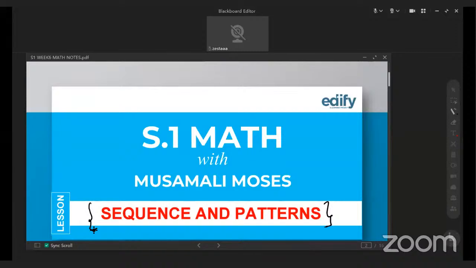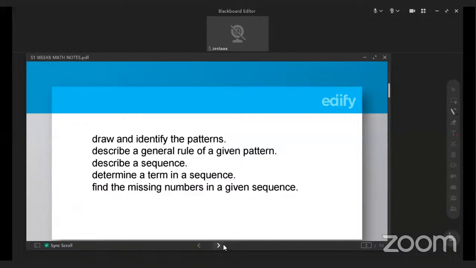Now, in this topic also, when we talk about sequences and patterns, we are going to look at how we can try to identify patterns. We shall also look at a rule for generating given patterns. There are certain rules that we need to follow, which we are going to learn. Then we shall also determine given terms in a sequence and also find missing numbers in a given sequence. So these are the key issues that we are going to look at.